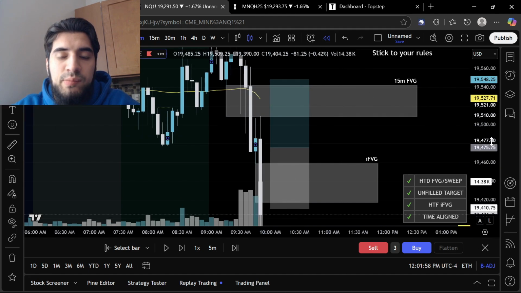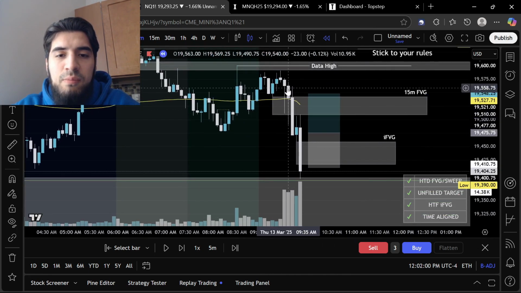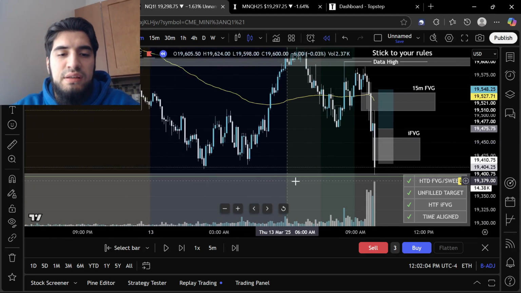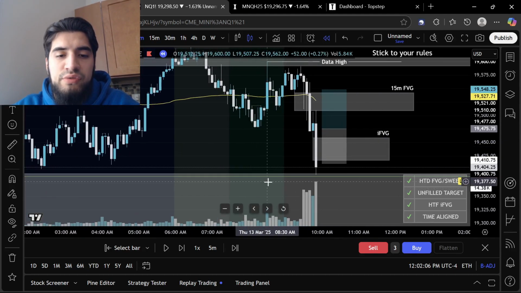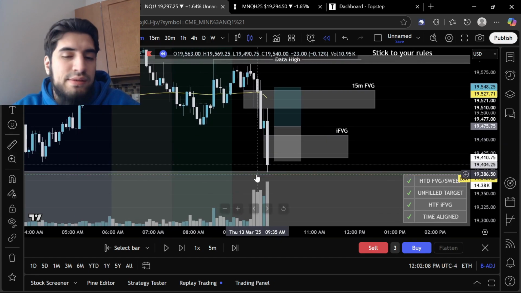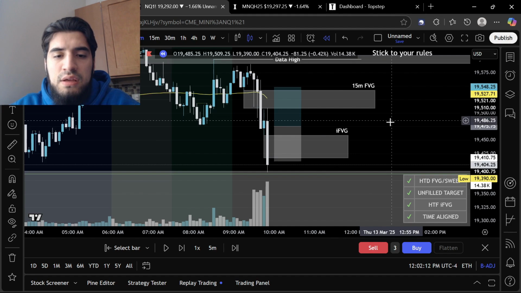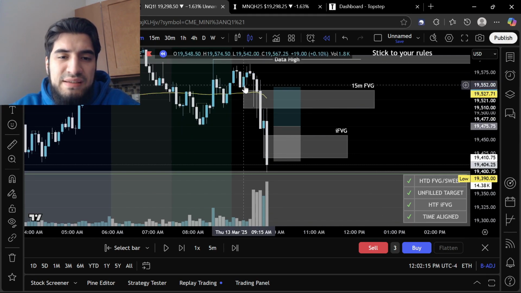Boom, so we're dumping, right? Now my drawn liquidity for the entire day was this previous day low, this green line, right? This is what I was thinking, where the price is going to go to, right? So we kind of miss this move.